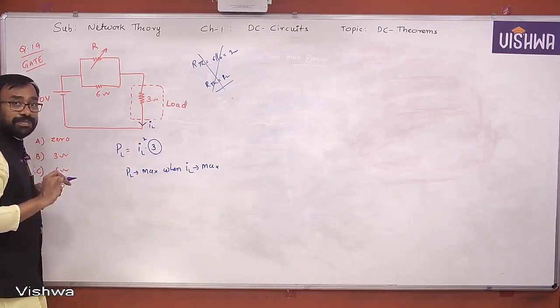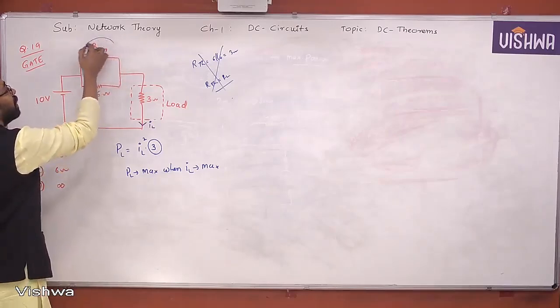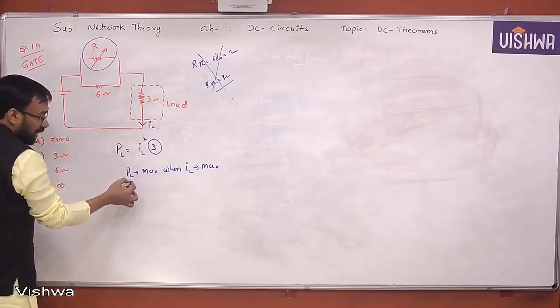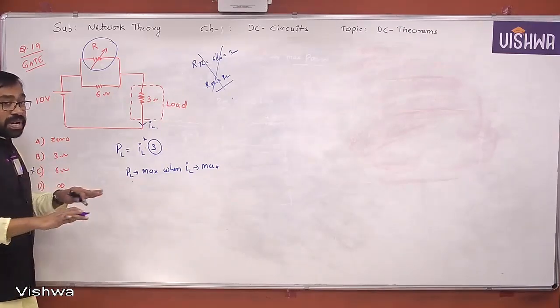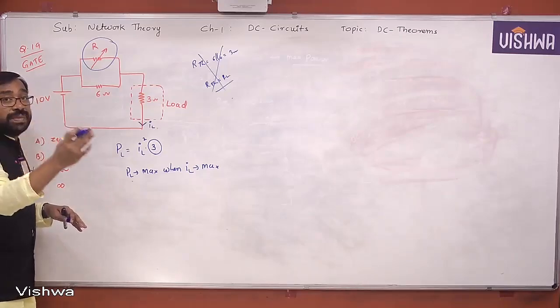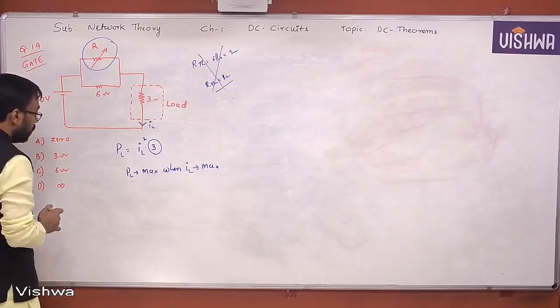That's it. Understand? So now let us see for what value of this capital R this IL is going to be maximum, so that PL is going to be maximum. It is as simple as that. So no maximum power transfer condition is applicable here. Now a common sense based approach is required here.